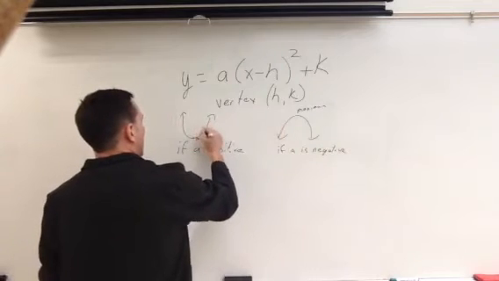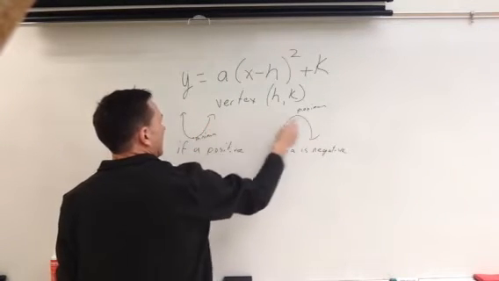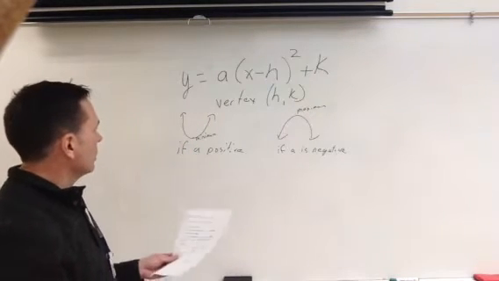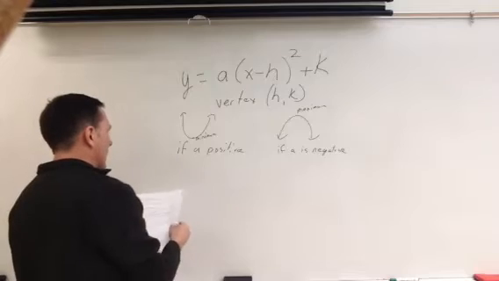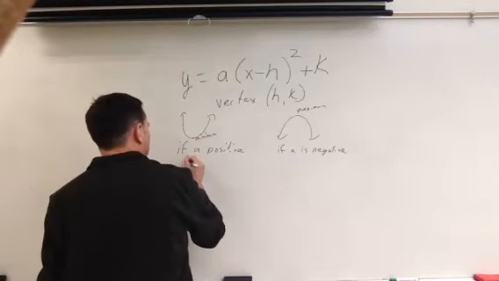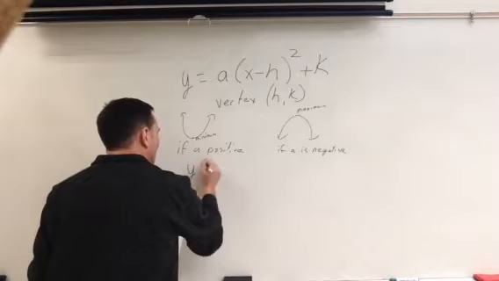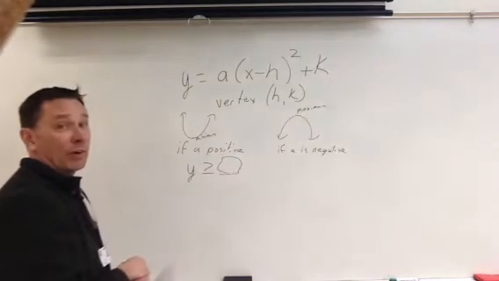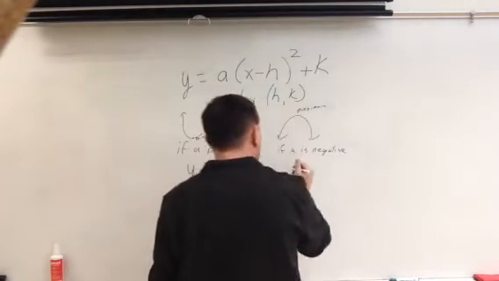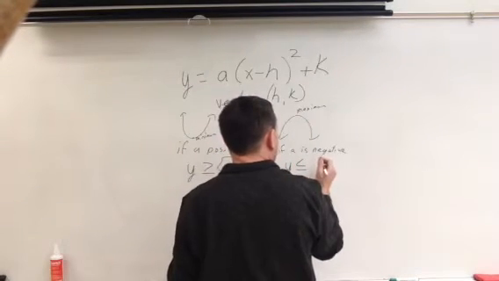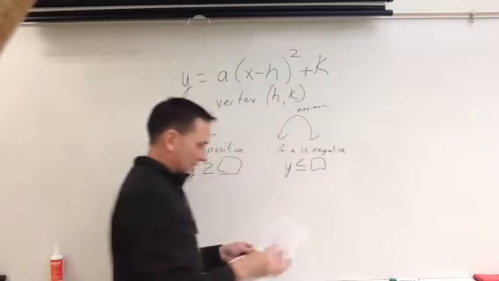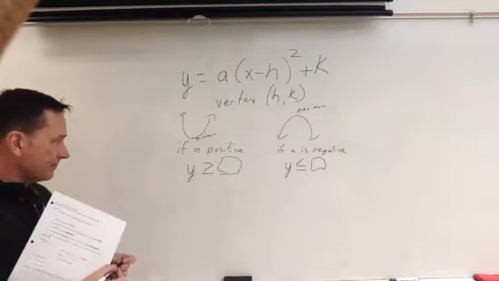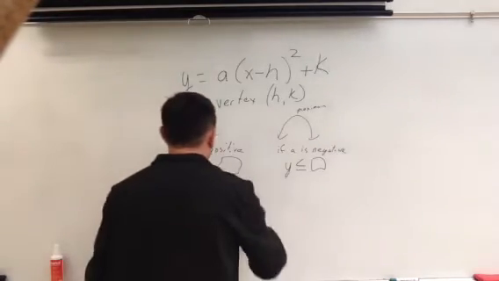So here's the minimum point, the lowest point possible. Here's the maximum point, the highest point possible. Now when we're looking at this, our range will be defined like this. If it's a minimum, y is going to be greater than or equal to some number, and it's the y value of our vertex. If it's a maximum point, the range will be y is less than or equal to some number, and that's the y value of our vertex. So we're going to look at a few problems here and identify some of these things.